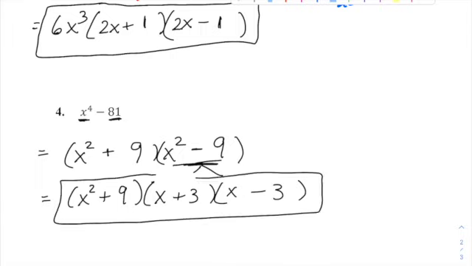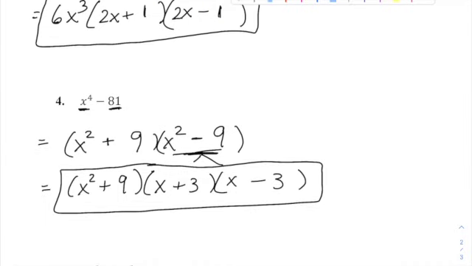x plus 3, x minus 3, and x squared plus 9. These factors could be in any order, it doesn't really matter. So if you like to put the x squared plus 9 at the end, that's fine. But that's as far as you can go. So that's a classic example of a double difference of 2 squares, where one of them breaks down again.